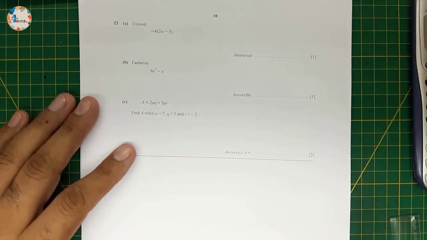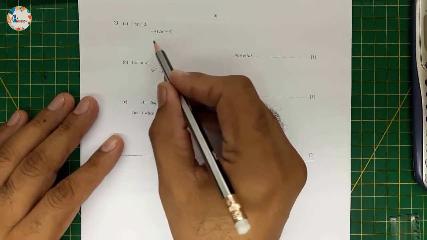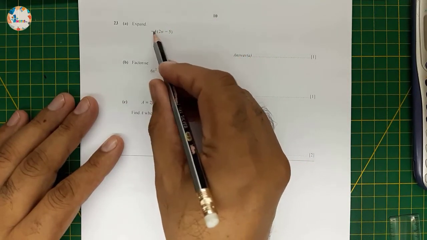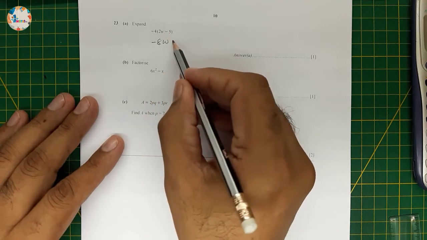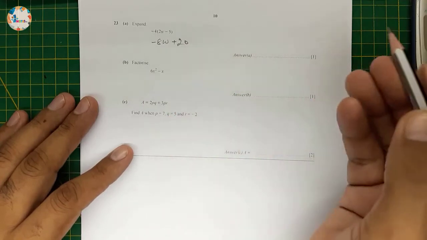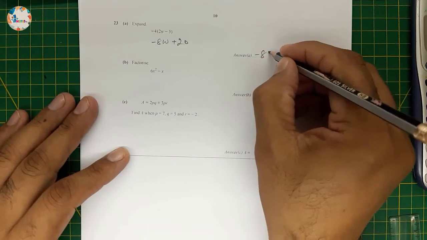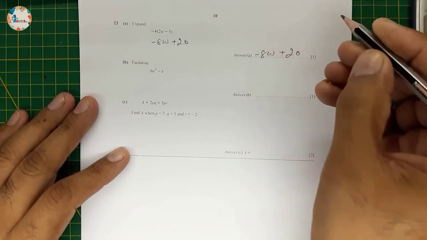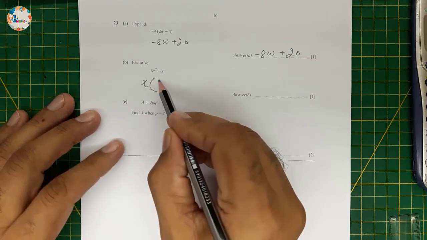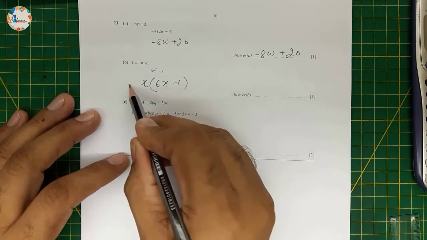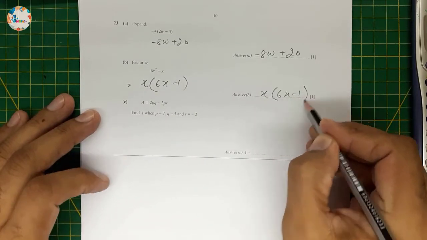Question number 23, we have to expand this one, and for this its expansion we will multiply. This will be minus 4 into 2 will be minus 8w, and minus 4 into minus 5 will be plus 20. So this will be our final answer for this part, which is minus 8w plus 20. And to factorize, we'll have to take the maximum common factor, which we can take x. So 6x minus 1. This will be our factorization, x into 6x minus 1.